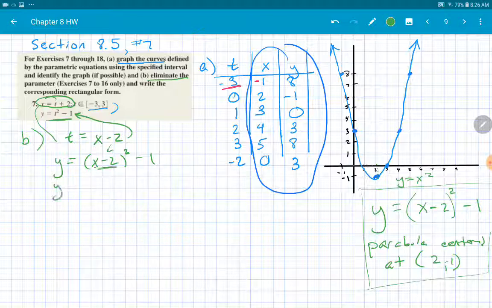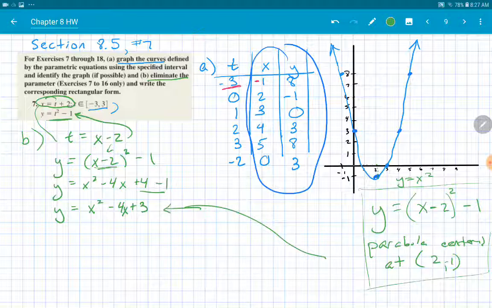So that gives me, then I've got to FOIL that out, so that gives me x squared minus 4x plus 4 minus 1. Combine those like terms, I get y equals x squared minus 4x plus 3. So that is the rectangular form of this equation.